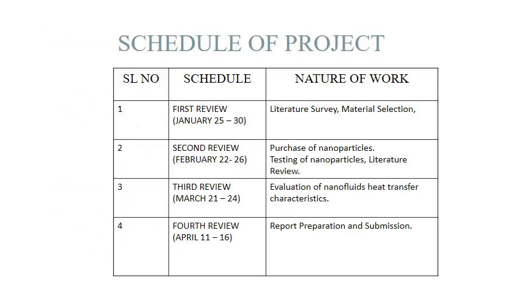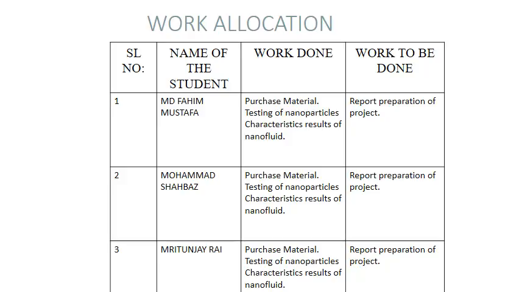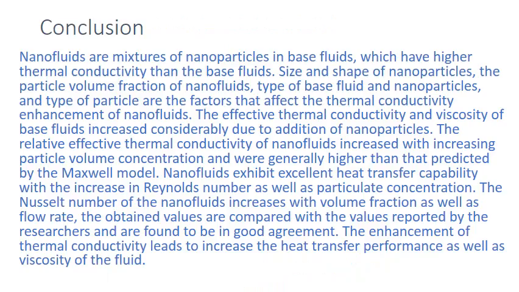This is the schedule of the project, how we have done our project from January to April. You can see here what things we have done. Literature survey; purchase of particles in the second phase; in the third phase we have done evaluation of the nanofluid; and in the fourth phase, the report. This is the work allocation of the group members, what we have done in our project. This is the conclusion we have read.